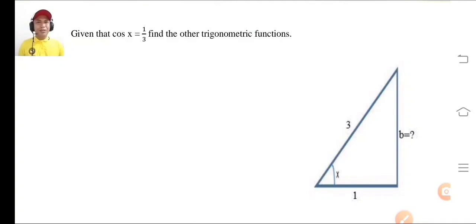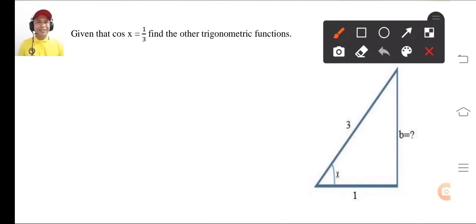Using the principles of trigonometric functions in solving for a right triangle. Example: given cosine x is equal to 1 over 3, find the other trigonometric functions. It is easier to look for the other functions if you are going to graph or plot the given. So cosine x is equal to 1 over 3.